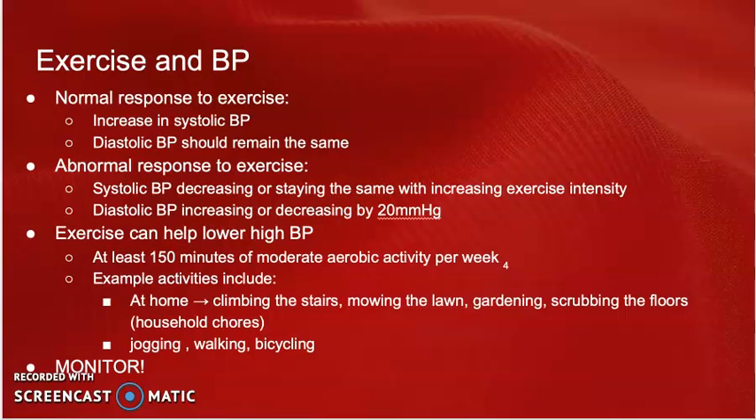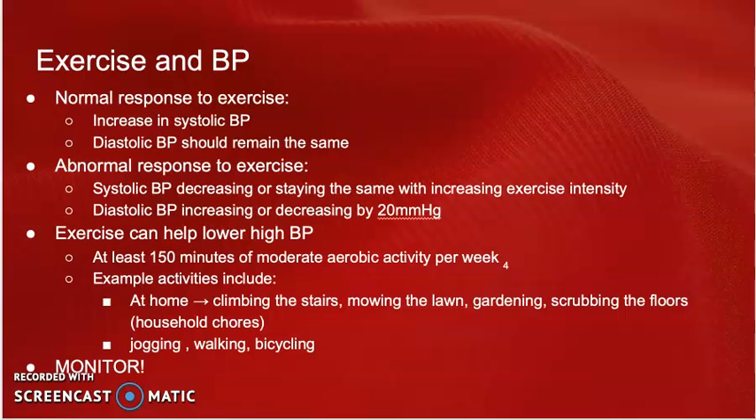Exercise and blood pressure. A normal blood pressure response to exercise would be an increase in systolic blood pressure, and your diastolic blood pressure should remain the same. An abnormal response to exercise would be your systolic blood pressure decreasing or staying the same with increasing exercise intensity, and diastolic blood pressure increasing or decreasing by 20 millimeters of mercury.